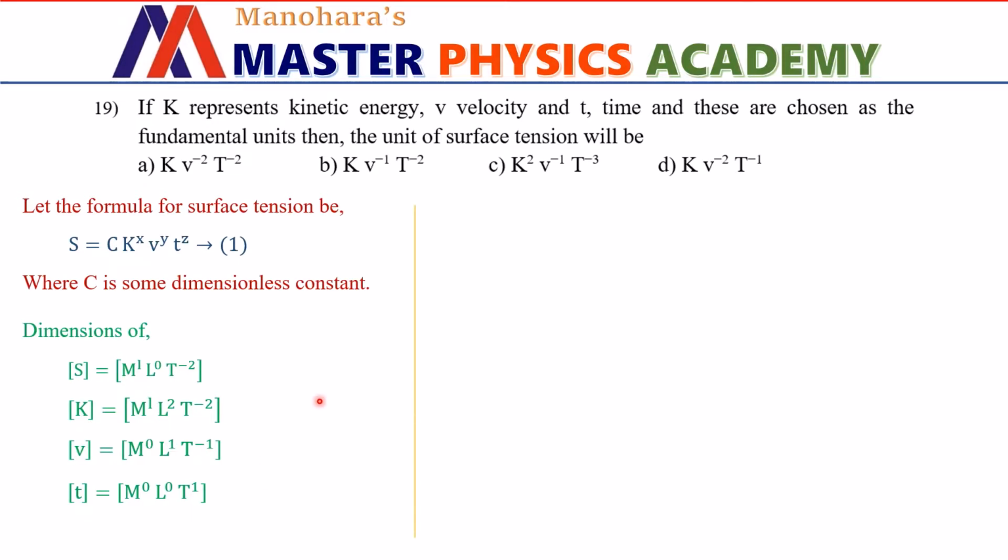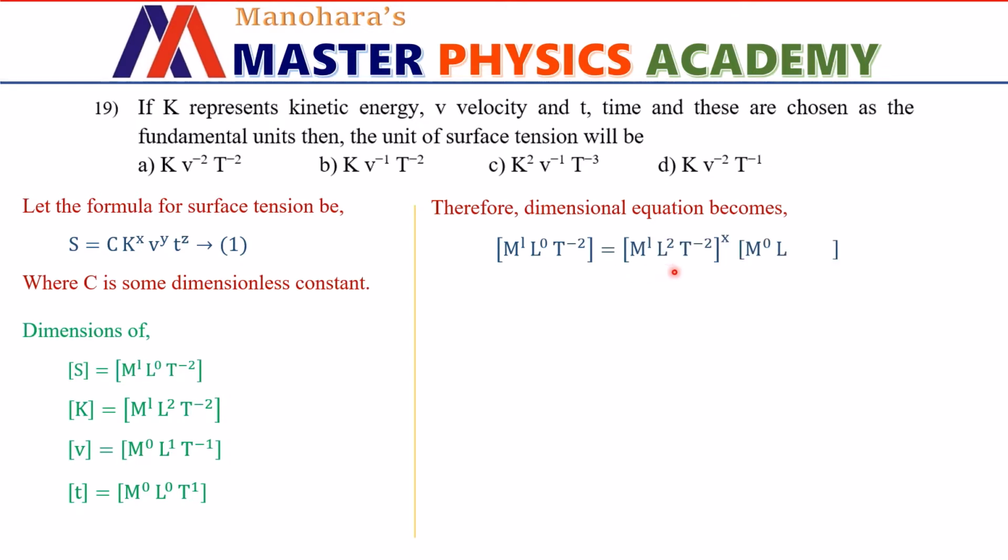Now, the dimensional formula for equation 1 becomes m power 1, l power 0, t power minus 2 equals m power 1, l power 2, t power minus 2 whole to the power x, m power 0, l power 1, t power minus 1 whole to the power y, m power 0, l power 0, t power 1 whole to the power z. Let us compare the powers on either side.